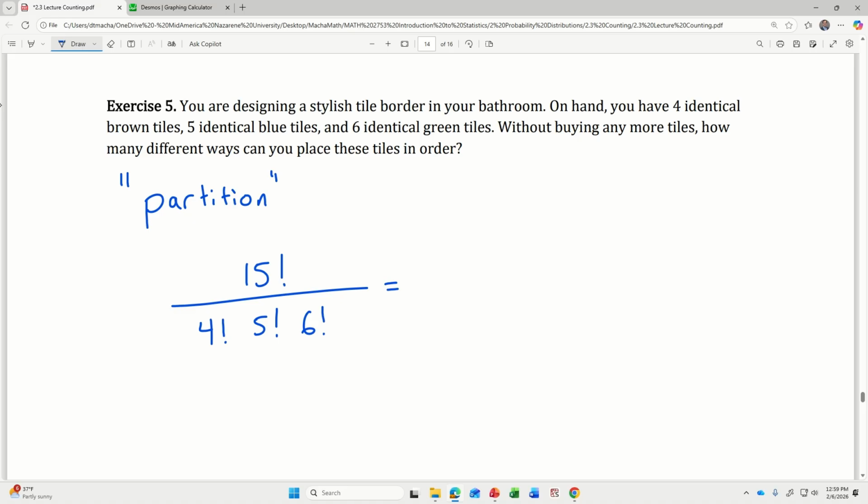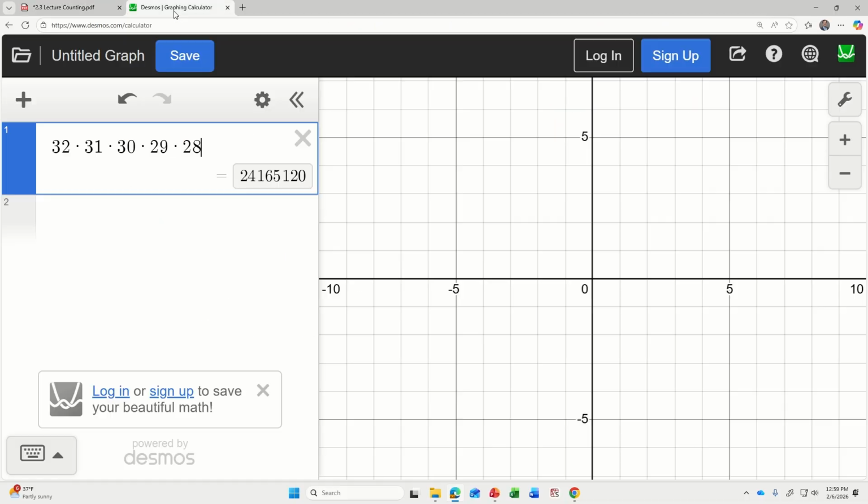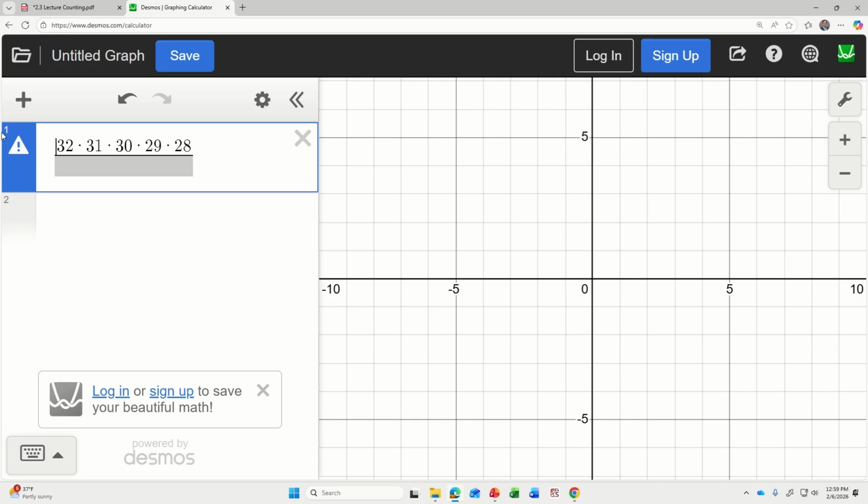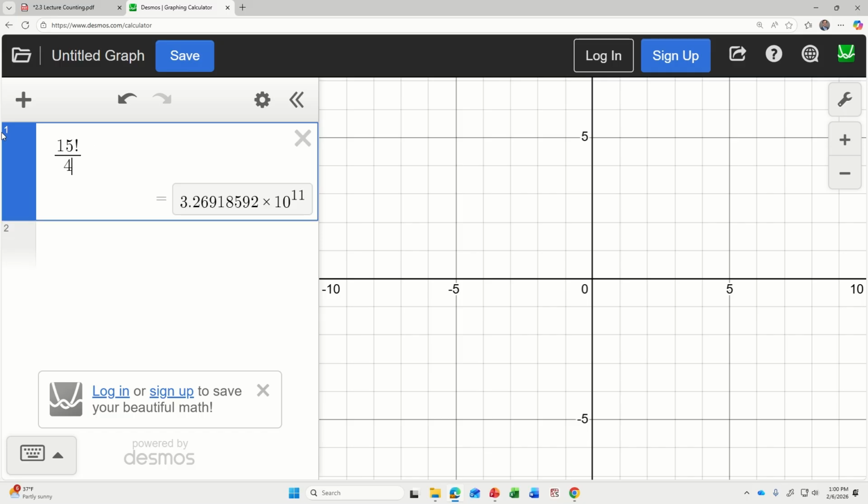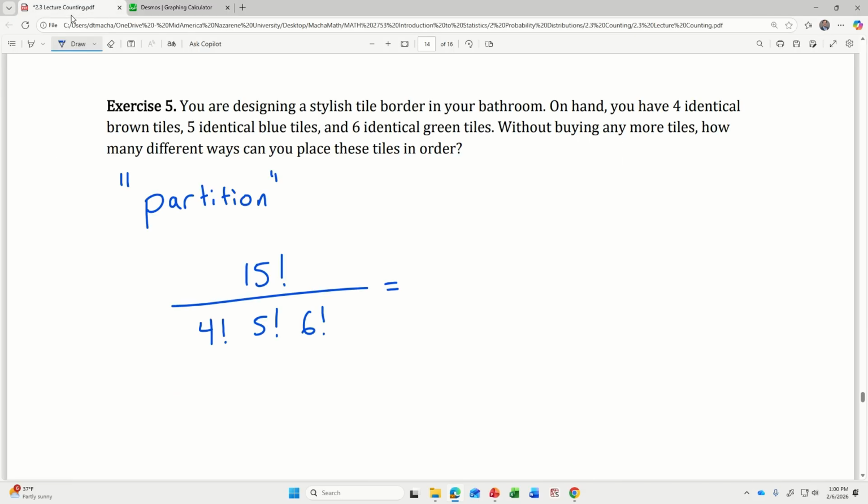And then we, of course, have to do the math, or maybe Desmos can do the math, I don't know. Maybe if you get super lazy, you just try it out and type in 15 factorial divided by 4 factorial, 5 factorial, 6 factorial. It can do it. So 630,630. It's kind of a nice number in a way. A lot of different ways you can put those tiles in order.